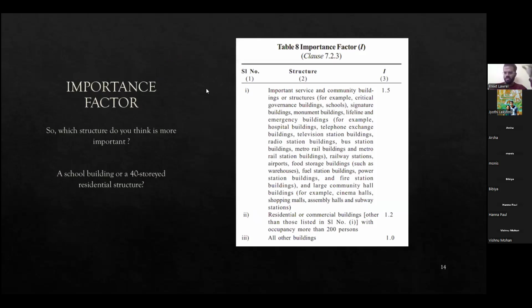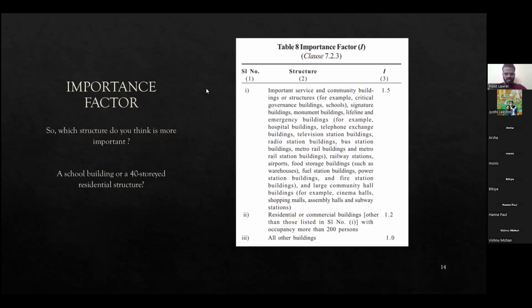There's also one more thing to this. These are actually suggestions that the code gives us. Now, if you become a builder and you want to build a 20-story building to house maybe 200 or fewer people, 150 people, let's say, it is always the client who can consult the structural engineer. The structural engineer can be told that I need to do my building with an importance factor of 1.5, right? So then obviously the amount of force considered on the building would increase.